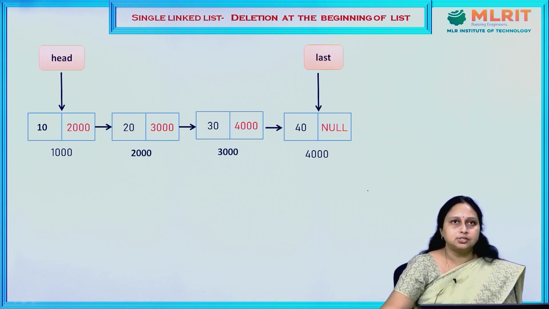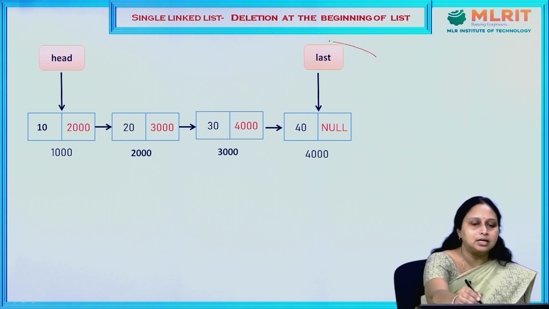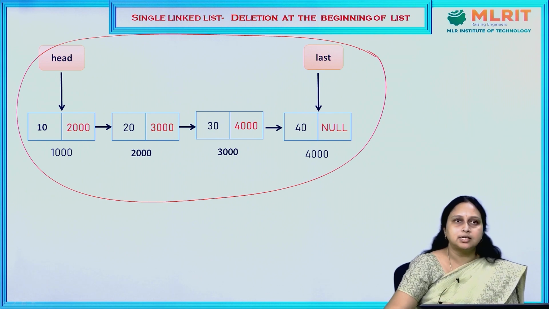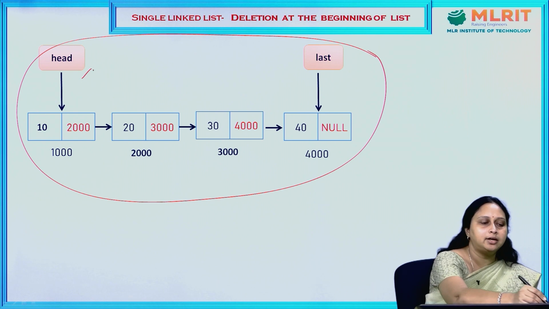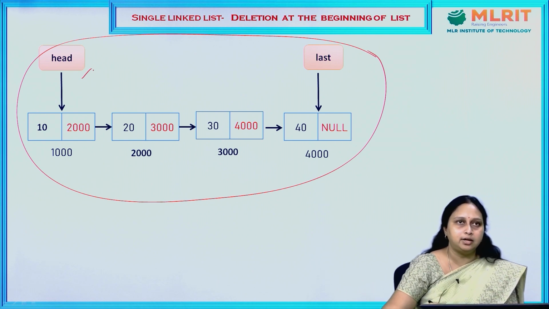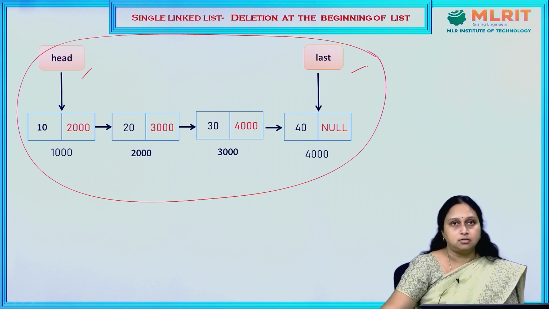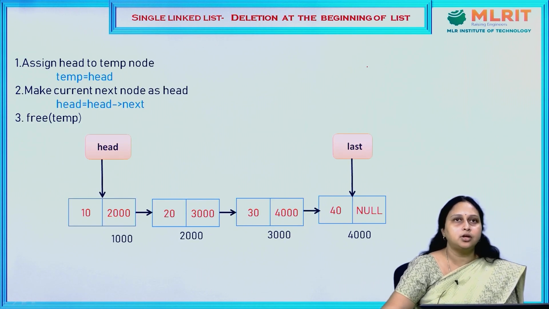Let us consider the situation where we have a single linked list consisting of three nodes, and the first node is referred to by head and the last node by last. Let us see how we are going to perform the deletion at the beginning of the list. These are the steps we are going to follow.